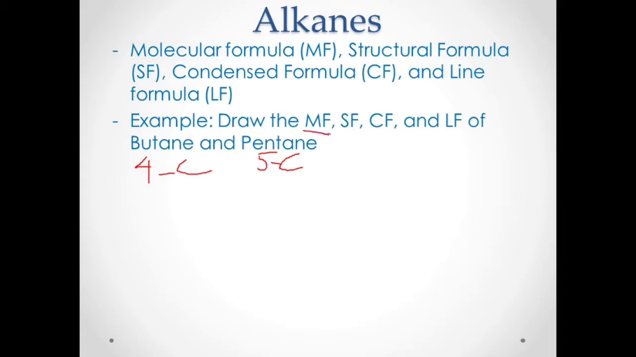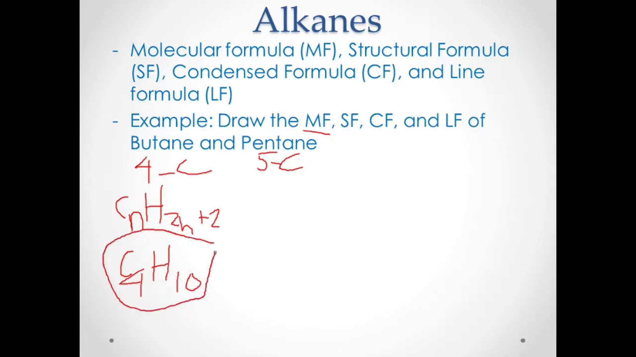Okay, 4 carbons, while pentane has pent, that would be 5 carbons. Okay, so for the molecular formula, you just use the formula for alkane, CnH2n plus 2. Okay, so therefore for butane, the molecular formula would be C4H8. 2 times 4, that is 8 plus 2, C4H10. So this is now the molecular formula for butane.